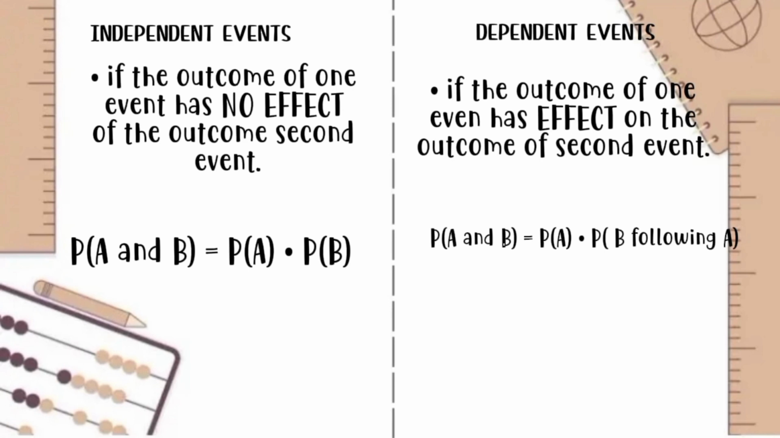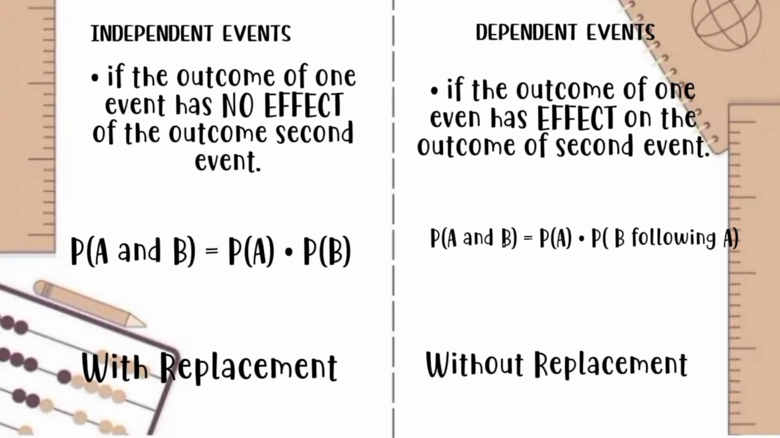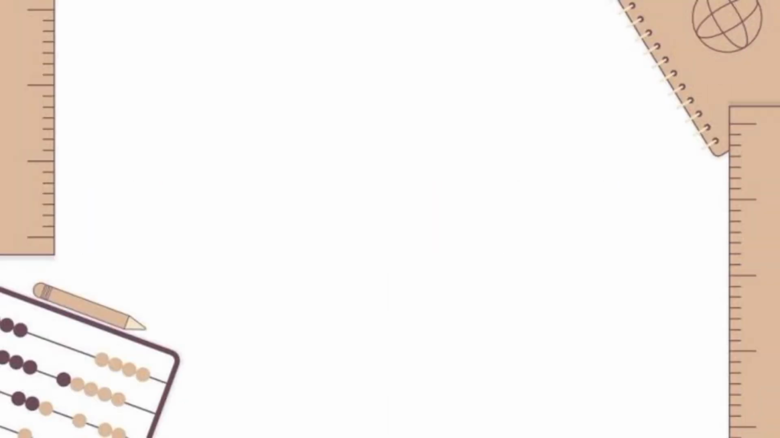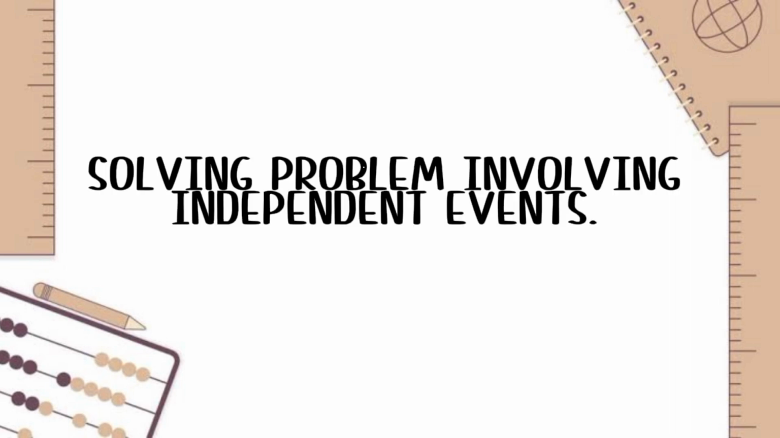Also, you have to remember that if there is replacement, then we have an example of independent event. However, without replacement is for dependent event. For you to understand more about these two, let's have an example. Since our topic is solving problems involving independent events, we will focus on independent events.